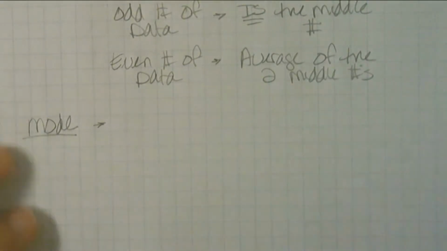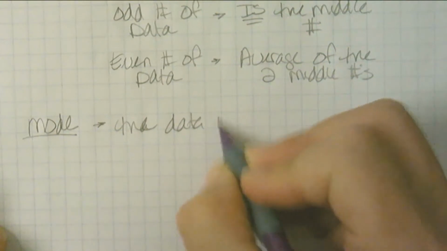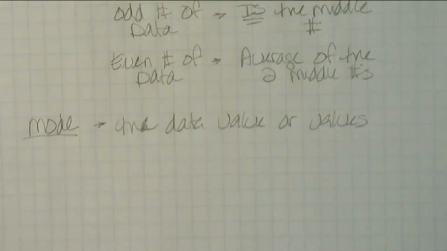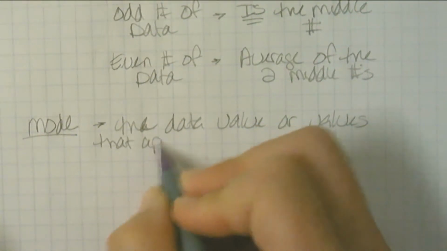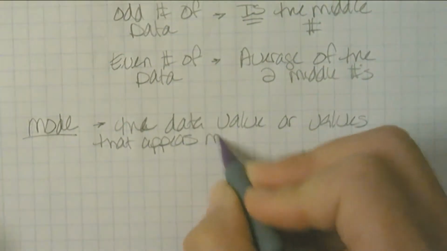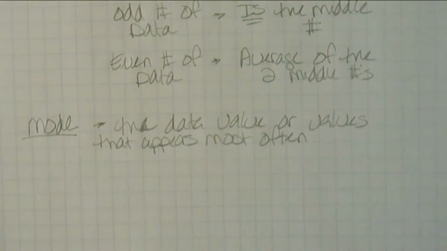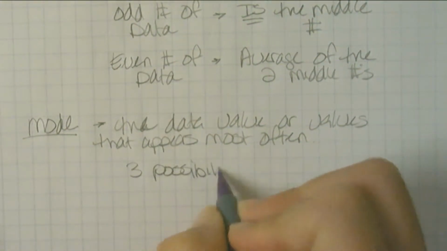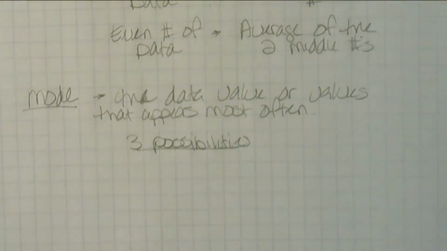All right, so mode is the data value or values, because there can be more than one that appears the most often. There are three possibilities.